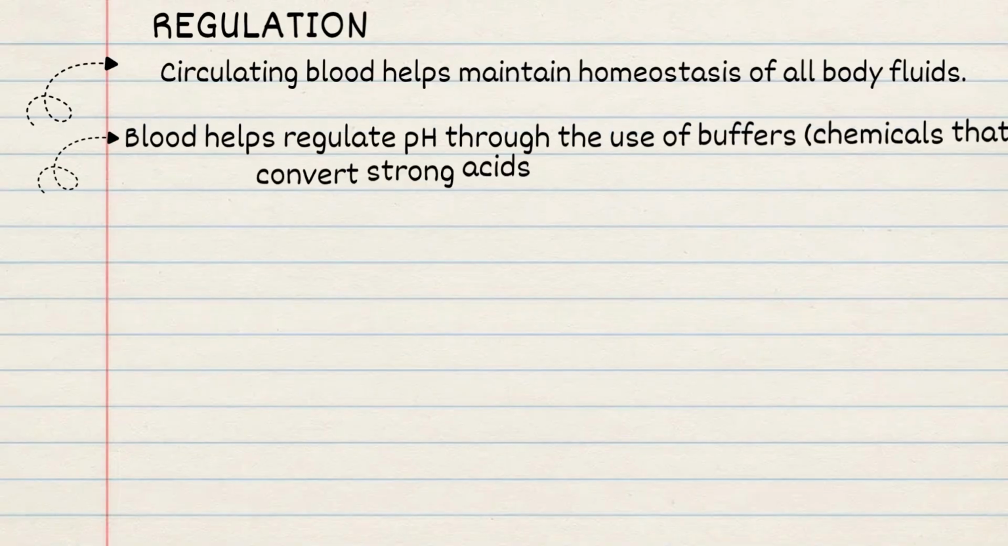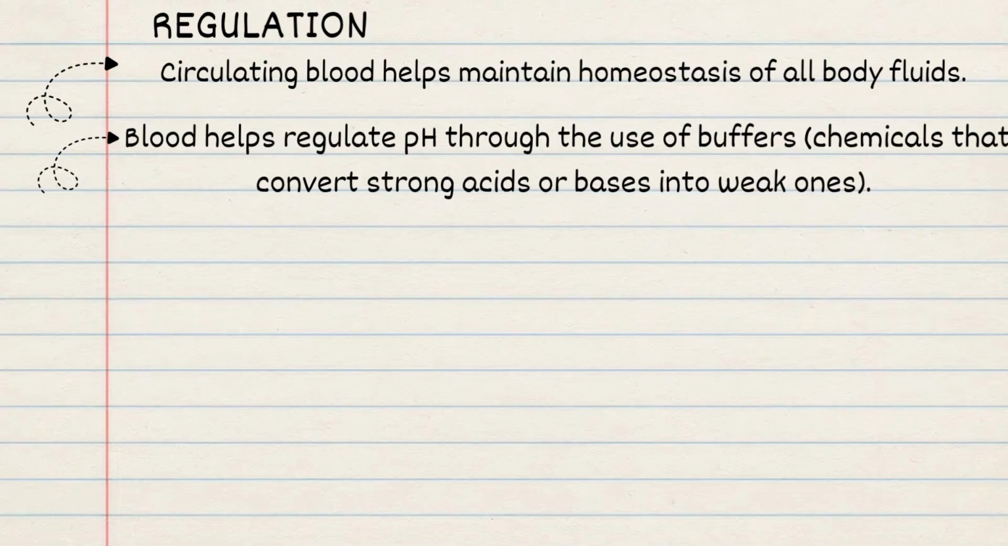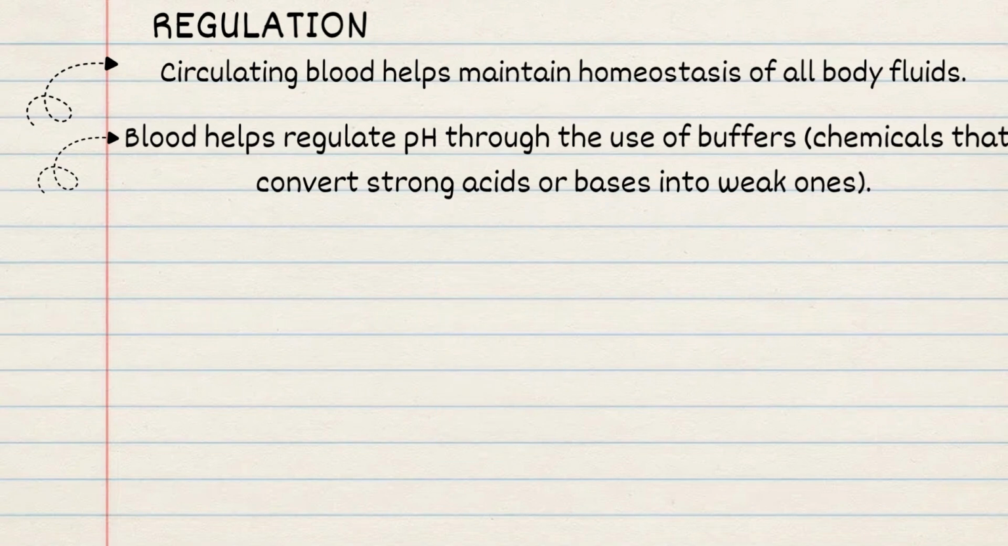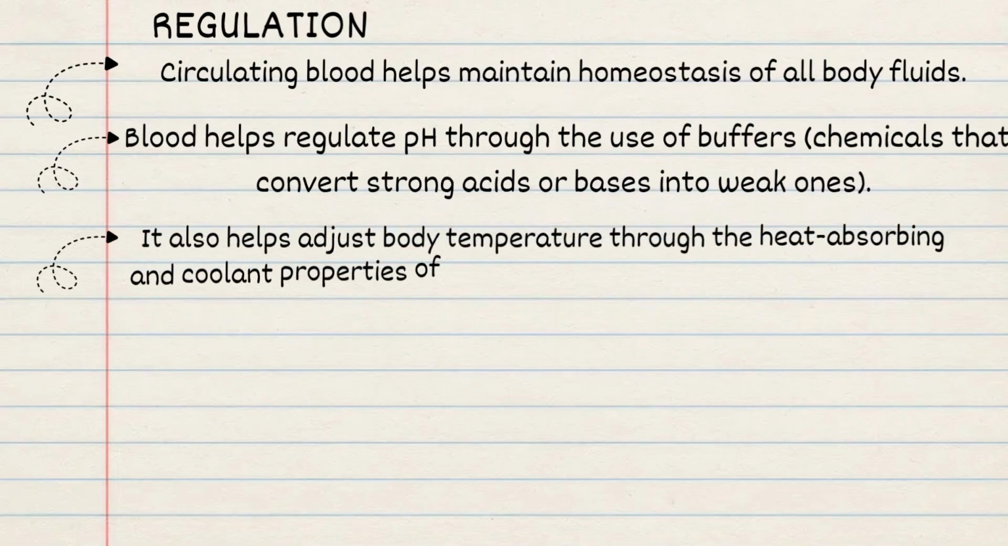The sentence, blood helps regulate pH through the use of buffers, means: pH is a measure of how acidic or basic, alkaline, a substance is. The normal blood pH is 7.35 to 7.45, which is slightly alkaline. Buffers are chemicals in the blood that prevent large changes in pH by neutralizing excess acids or bases. Buffers are chemicals that convert strong acids or bases into weak ones.